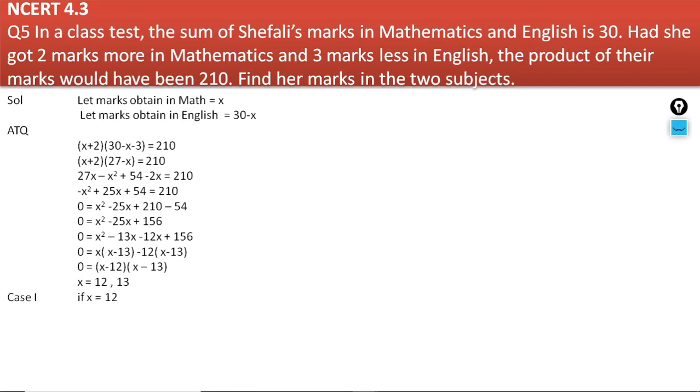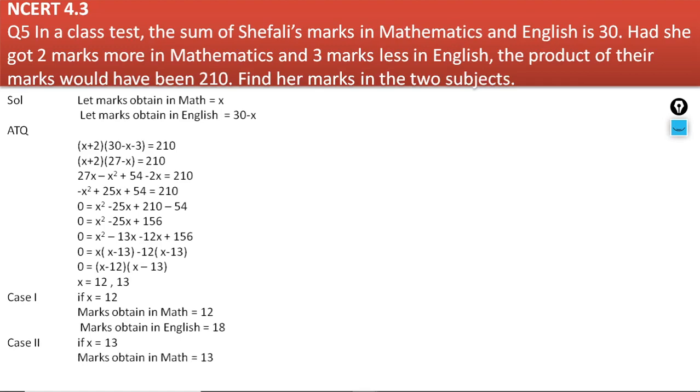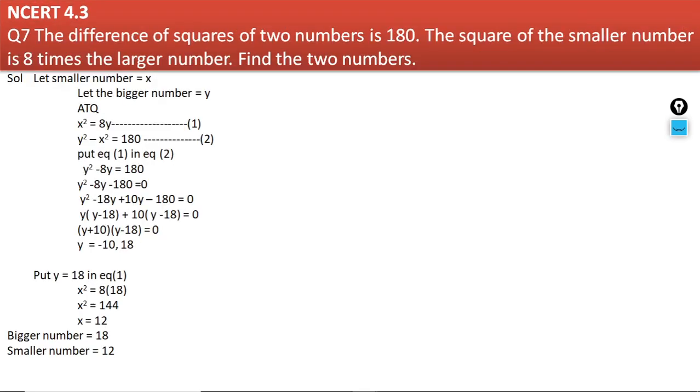So two cases arise. First case, if x is 12, then the marks in maths are 12, and in English it is 18. Second case, if we consider x as 13, then the marks in maths are 13 and in English it is 17. Now let us try another problem.